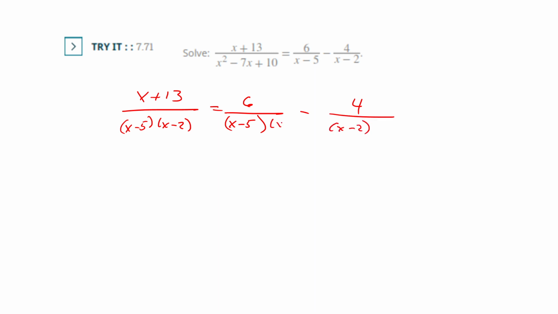Get my common denominator. Okay, same trick. Not doing anything new there. Now let's just start cleaning it up. I'm only going to write the top now.